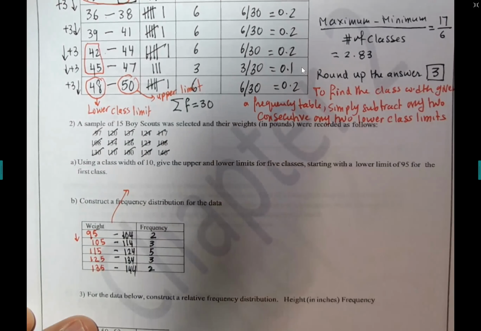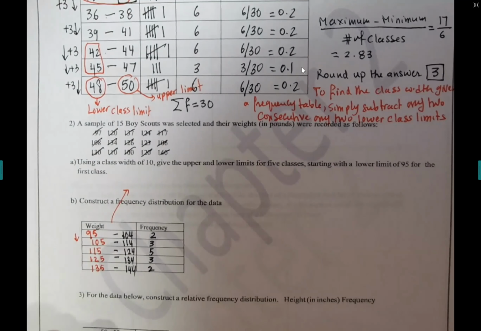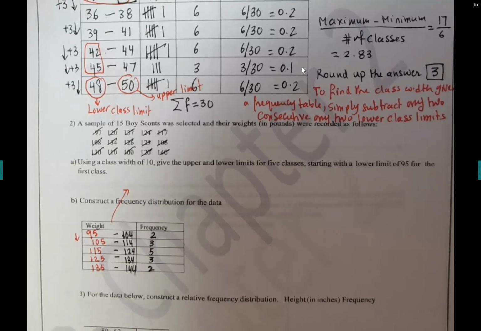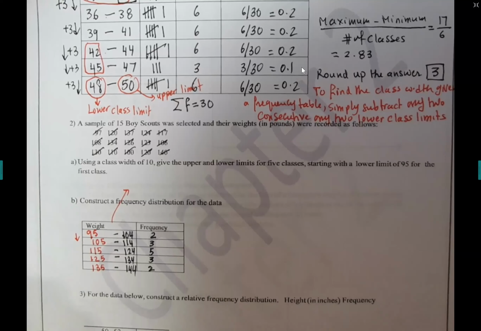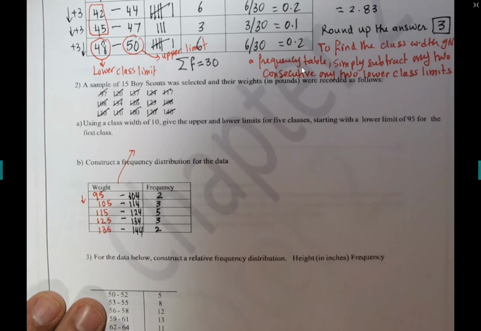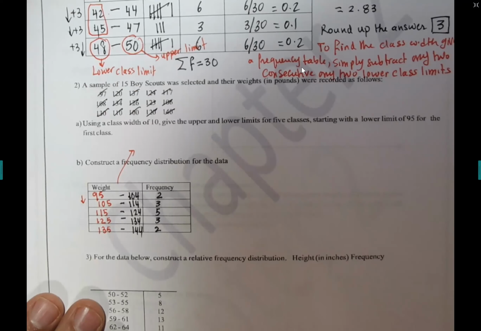There you go. That's a frequency distribution table, guys. Your table has 1, 2, 3, 4, 5 classes. And that's what we call a frequency distribution table.